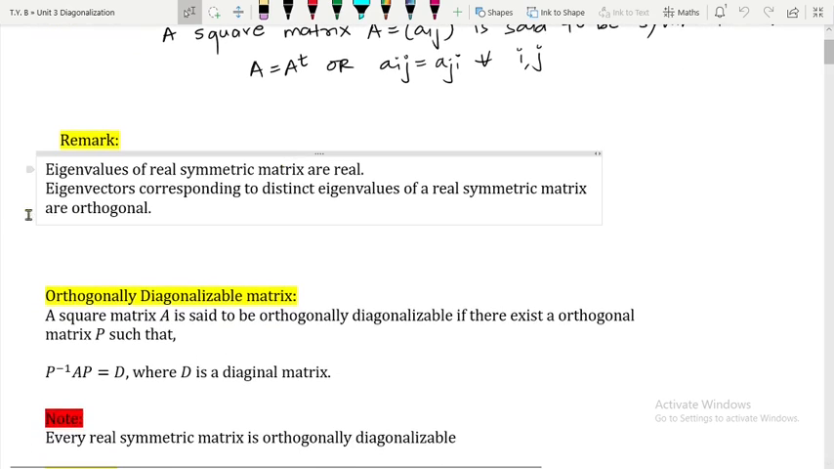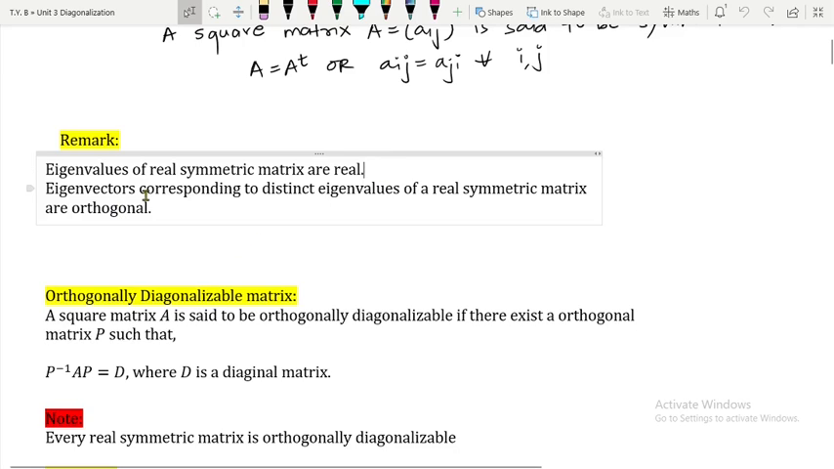Just note a few things regarding a real symmetric matrix. Eigenvalues of a symmetric matrix are always real. Whenever you have a symmetric matrix and you try to find its eigenvalues, and whenever I say symmetric matrix, I mean real symmetric matrix. What do you mean by a real symmetric matrix? The entries of that matrix will be real. So the eigenvalues of such matrices are real. They will not be imaginary.